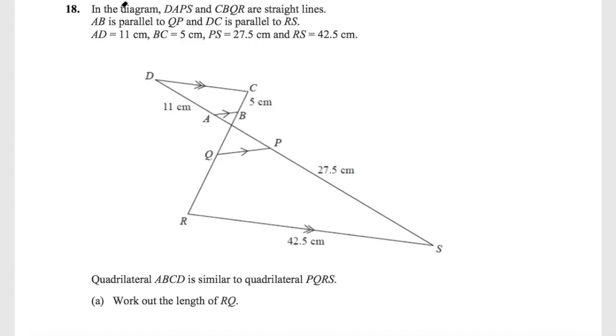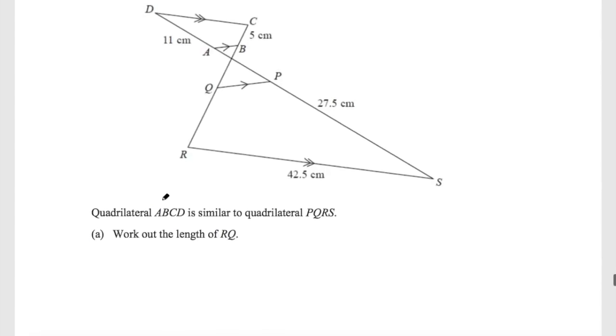Question 18 says, in the diagram DAPS and CBQR are straight lines. AB is parallel to QP and DC is parallel to RS. AD equals 11 centimeters, BC equals 5 centimeters, PS equals 27.5 centimeters, and RS equals 42.5 centimeters. Okay, so they've labeled all of those distances on the diagram already, and they've also labeled the parallel lines, and we're told that these two long lines here are straight lines.